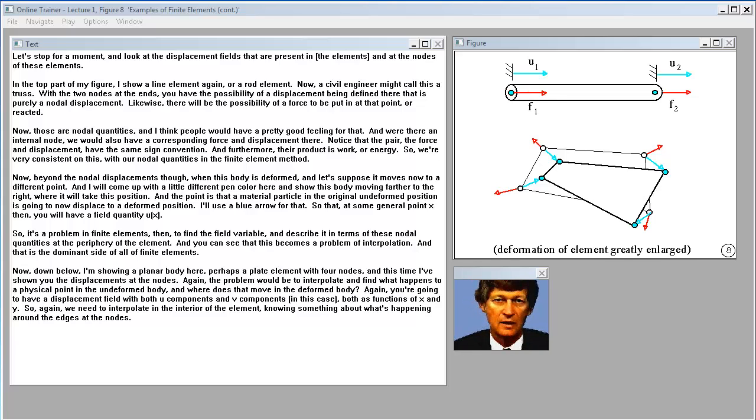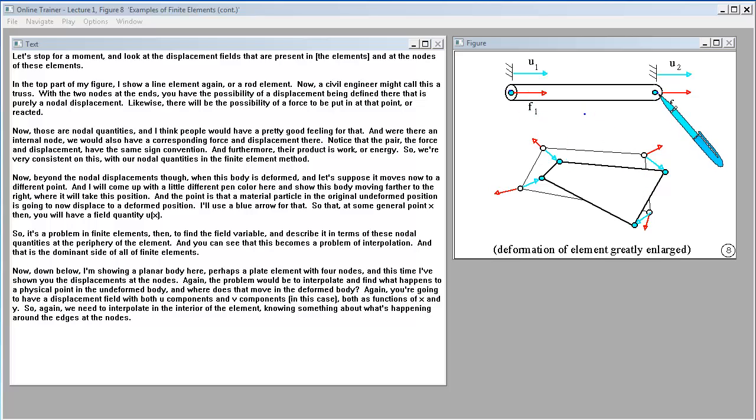Let's stop for a moment and look at the displacement fields that are present in and at the nodes of these elements. In the top part of my figure, I show a line element again, or a rod element. Now, a civil engineer might call this a truss. With the 2 nodes at the ends, you have the possibility of a displacement being defined there that is purely a nodal displacement. Likewise, there will be the possibility of a force to be put in at that point or reacted. Now, those are nodal quantities, and I think people would have a pretty good feeling for that.